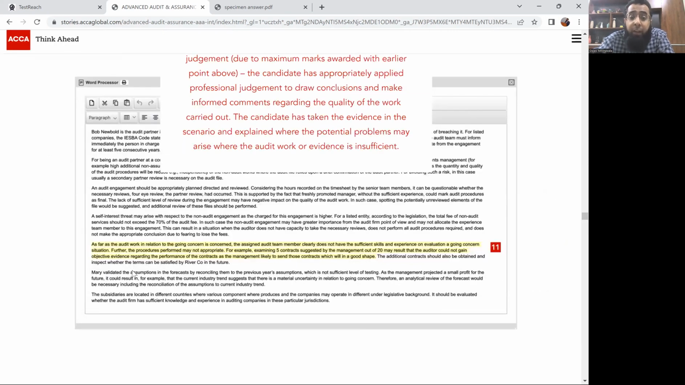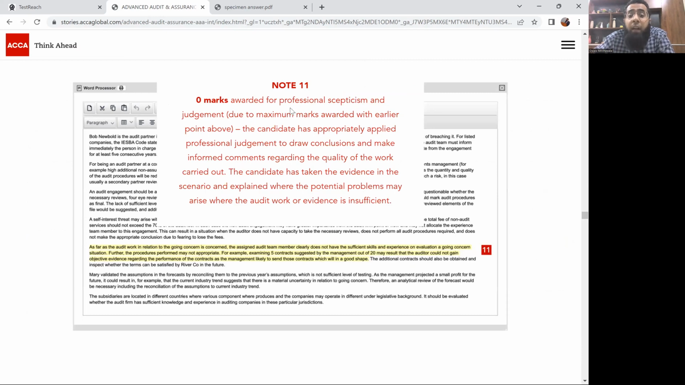So this is the paragraph. Now let's read the comments on it. Now, 0 marks awarded for professional skepticism and judgment. Now why? Due to maximum marks awarded earlier, point above. See, we have already identified that the audit was not done with quality. So the judgment relating to quality was already done. So the professional mark is not given. The technical marks will be provided. The professional mark relating to judgment is not given.